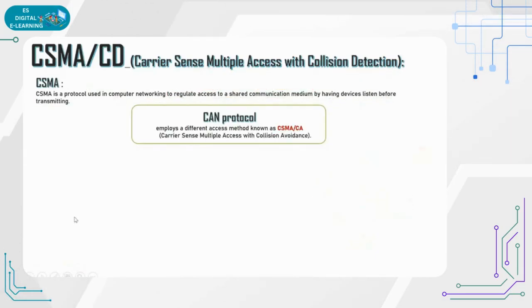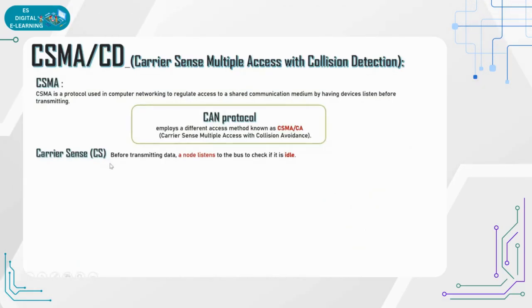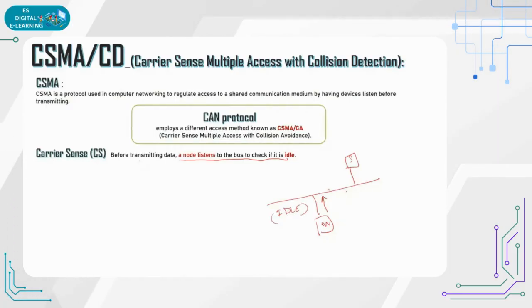Next is the part about carrier sense. What is carrier sense? As I told you, the bus is idle, so no data or message is being sent. This should be sensed always. Before transmitting data, a node listens to the bus to check whether it is idle or not. Whenever the master needs to send data, the bus should be free. It should be idle, meaning free of data.